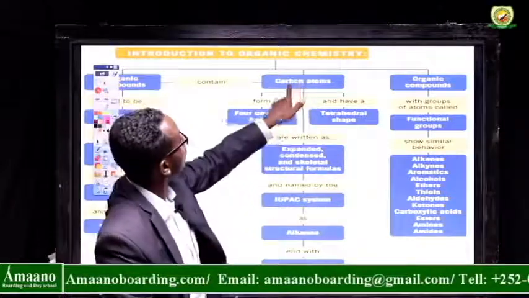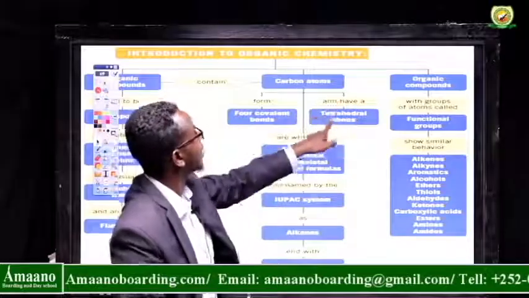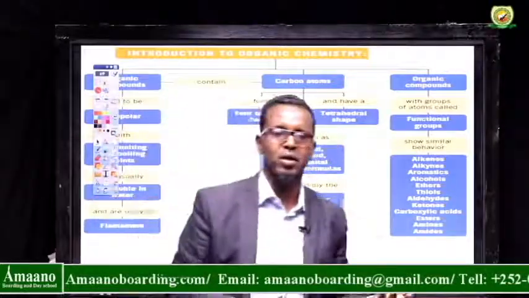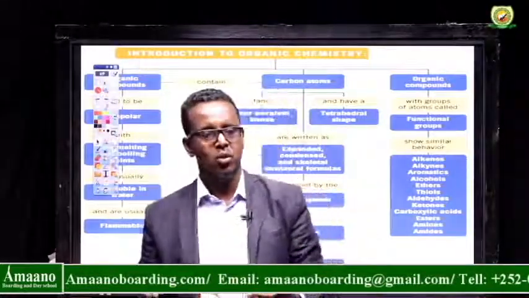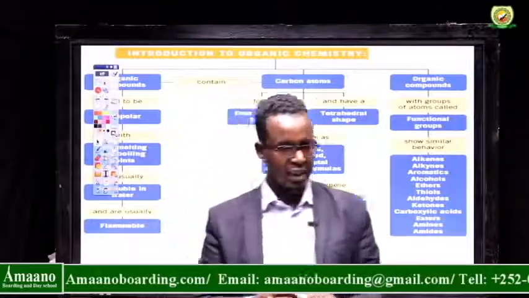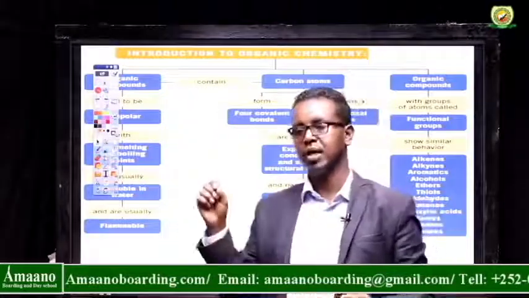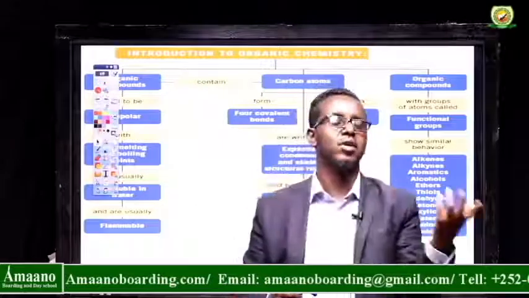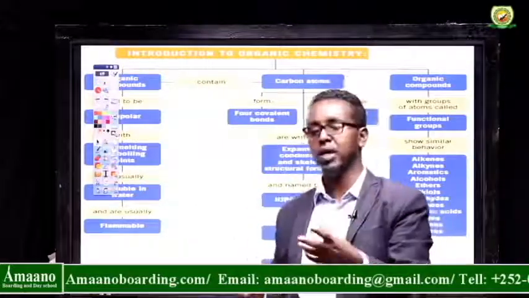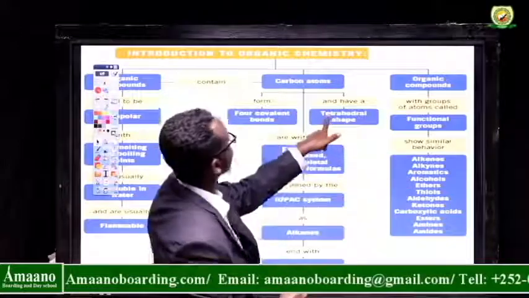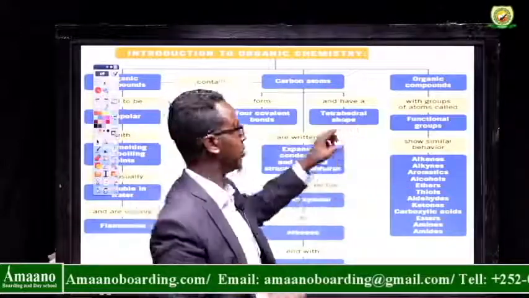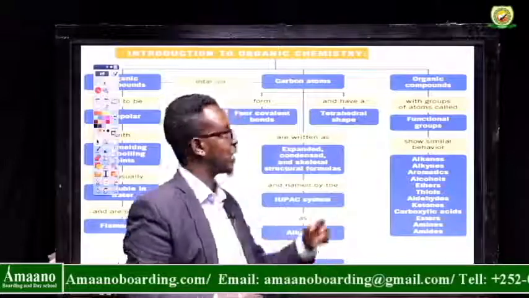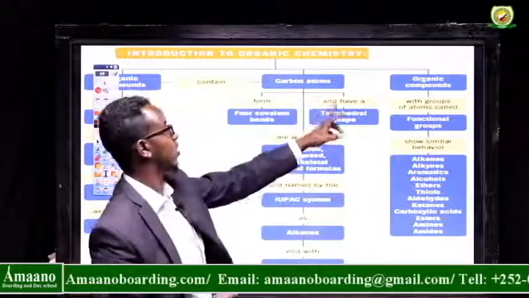Here we have the carbon atom having a tetrahedral shape. We came across the shapes, or molecular geometry, in chemical bonding and structure. So carbon, for example in methane or carbon tetrachloride, forms what we call a tetrahedral shape. So this is the shape: a three-dimensional tetrahedral shape.